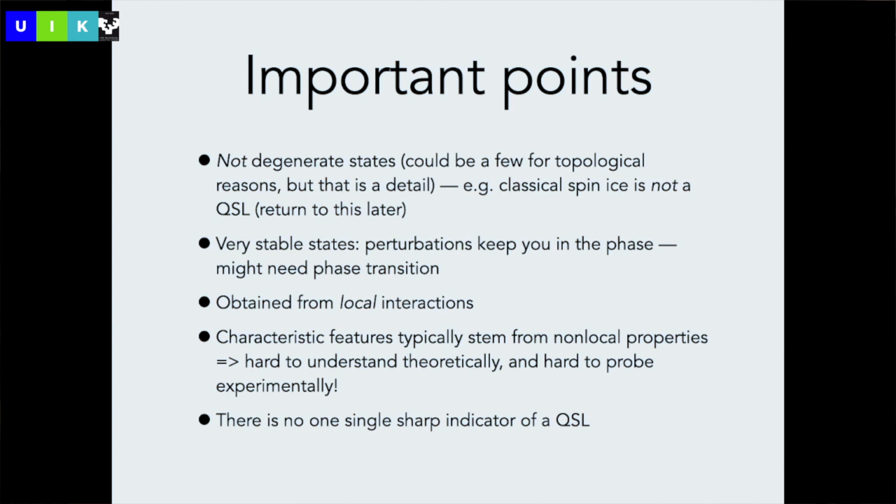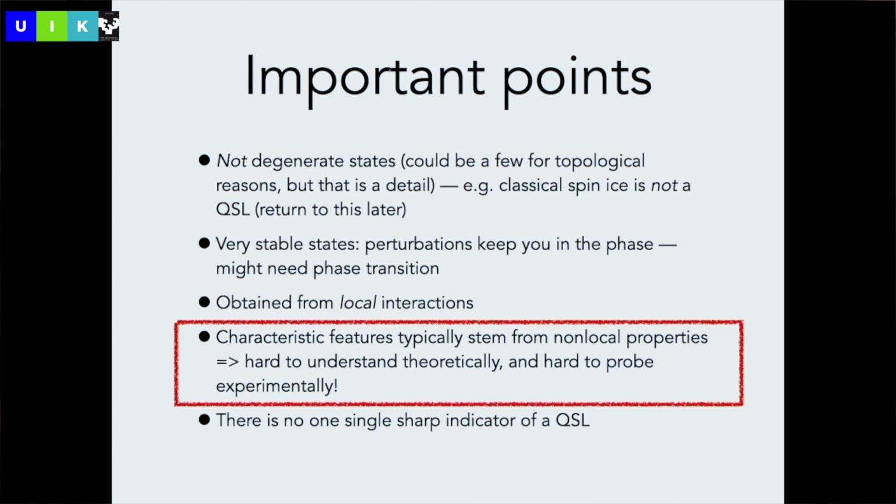And finally, you might be wondering why I haven't told you how to find a spin liquid. Well, the point is there's no single sharp indicator of a quantum spin liquid. Each smoking gun signature, as we will see in the examples, is actually a function of the spin liquid you're looking at.